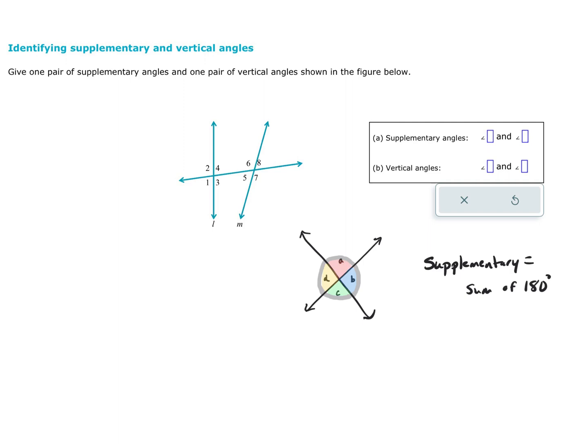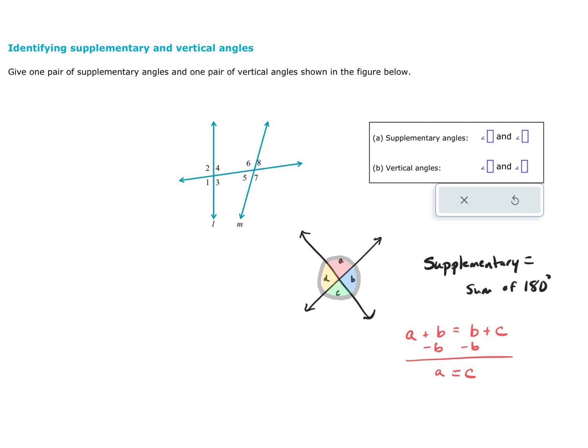Let me prove that really quickly to you. So if we take angle A plus angle B, and we know that that is 180 degrees, and we take angle B plus angle C, we also know that that is 180 degrees. This equation must be true. Now if we subtract B from both sides, we're left with A equals C. So our vertical angles are always going to be congruent.